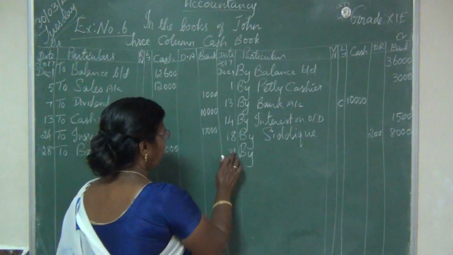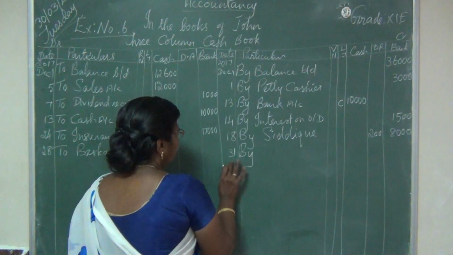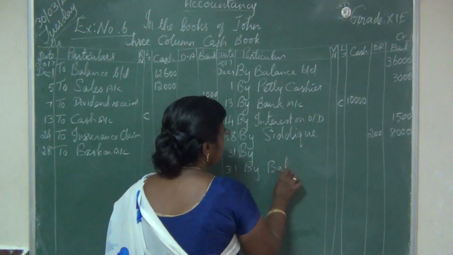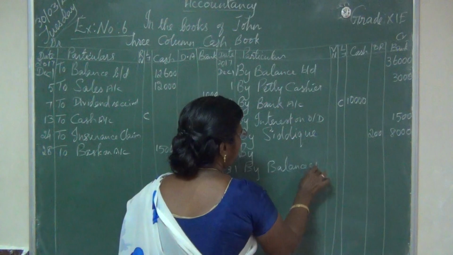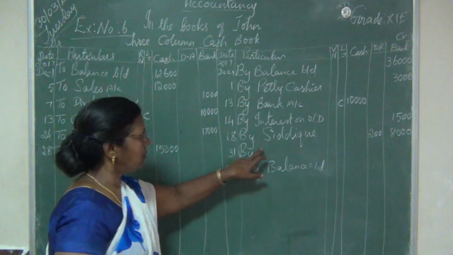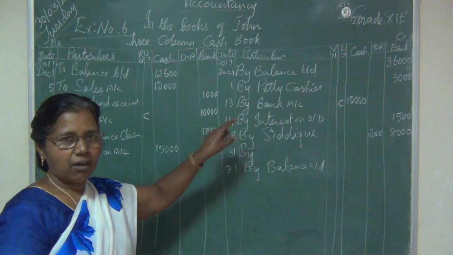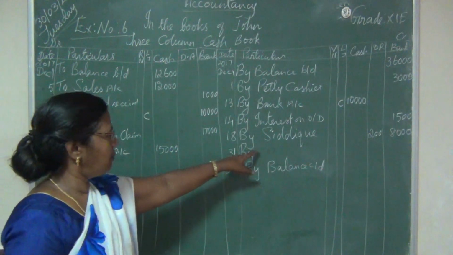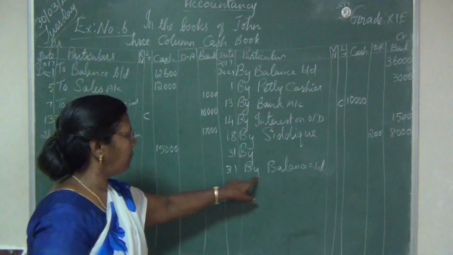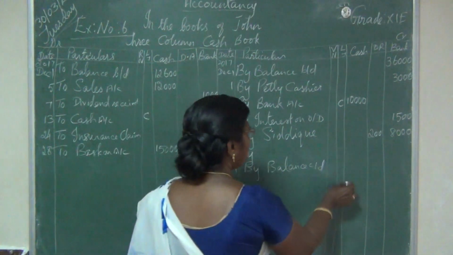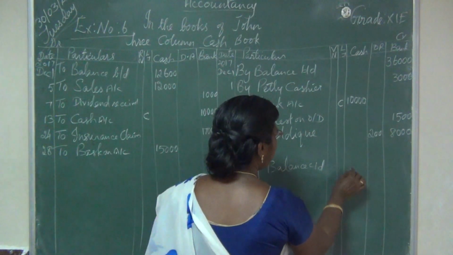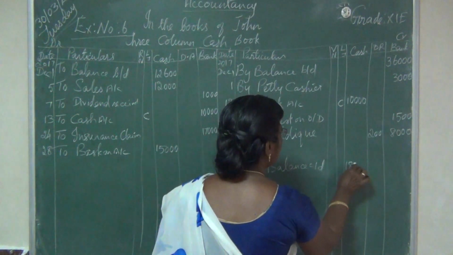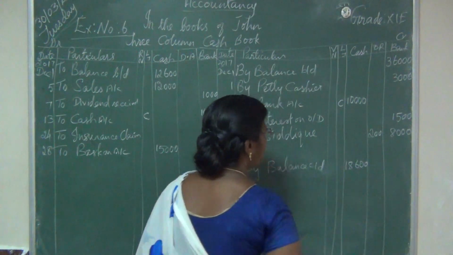Okay, so we will write by balance carry down, because here we are going to deposit into the bank. That is a contra entry, we have to post both sides. That's why I am leaving the space. Okay, so first to balance the cash account. 18,600 should be the balance.